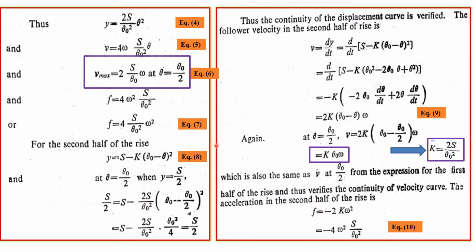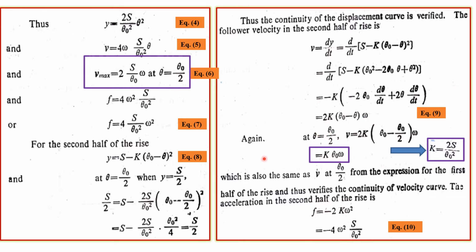Now we can differentiate this equation number 8 with respect to time in order to determine the velocity of the follower for its movement during the second half of the rise. So velocity is determined by differentiating this expression, equation number 8. So what we get is the expression for the velocity given by equation number 9 as twice k (theta 0 minus theta) into omega.